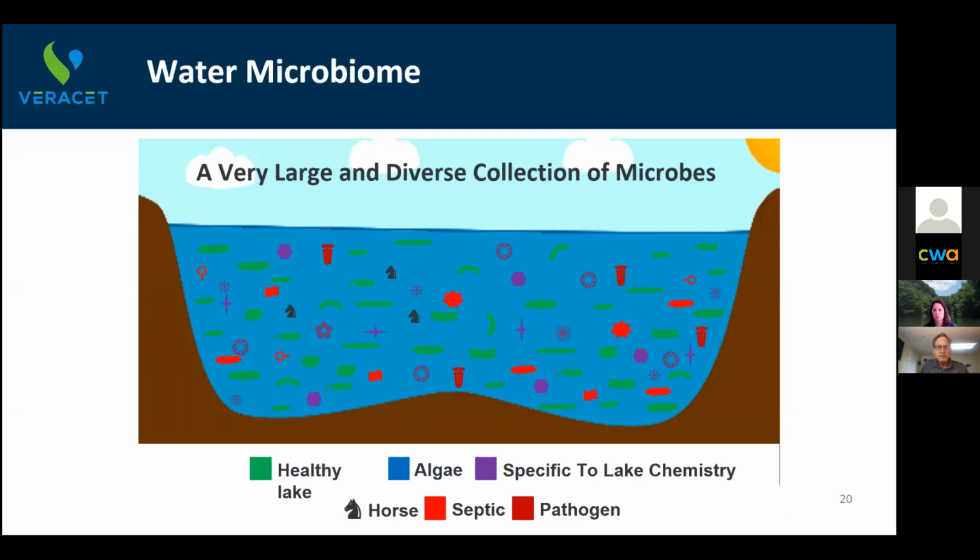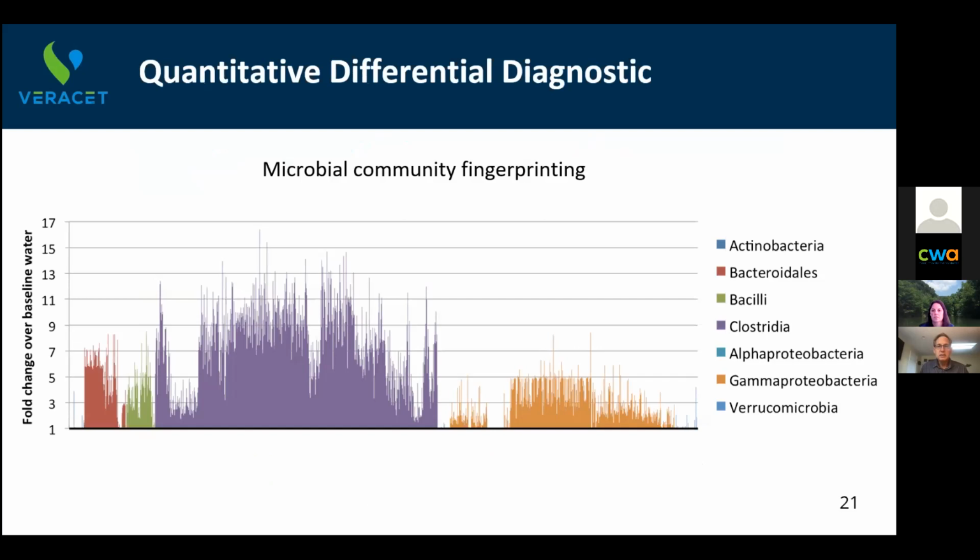And in addition, I just put a few symbols here to represent specific types of nutrient pollution coming from, say, a horse or septic system, and even we can identify the specific pathogens. So altogether, this entire grouping of organisms is called the water microbiome. Next slide. And so that's what we do. We identify all of these organisms, and we develop what we call a microbial community fingerprint. So this is just one of the ways that we look at the sample here.